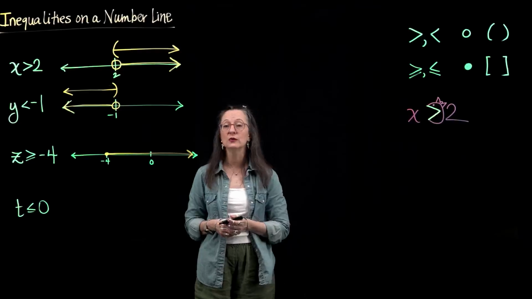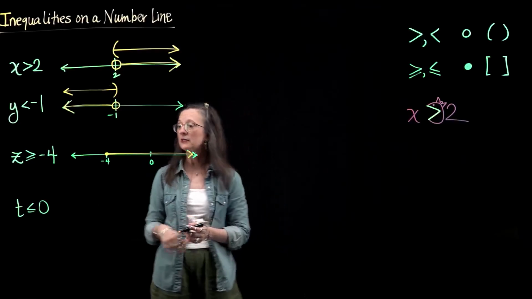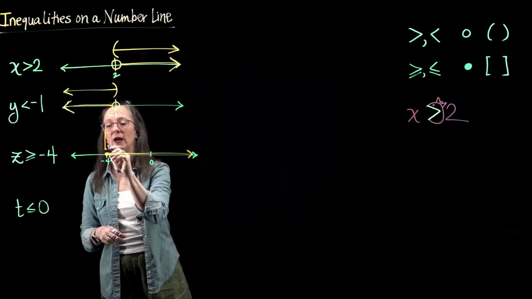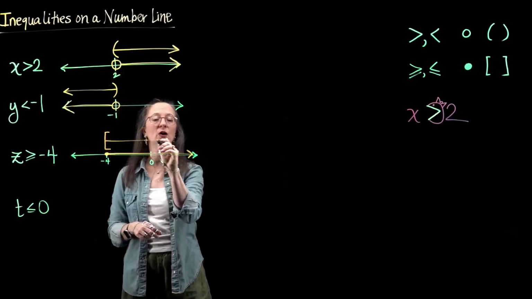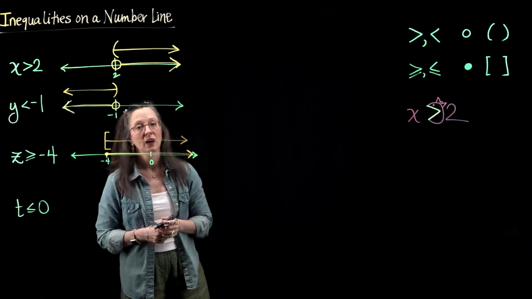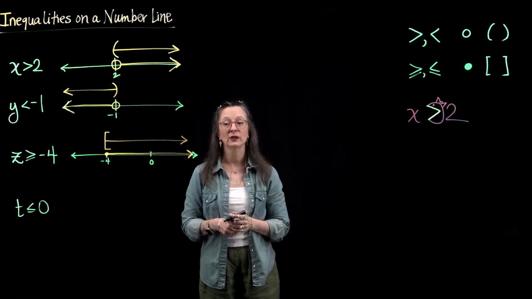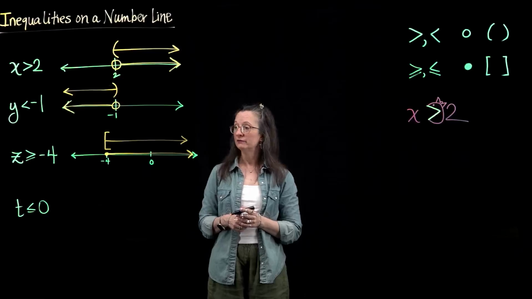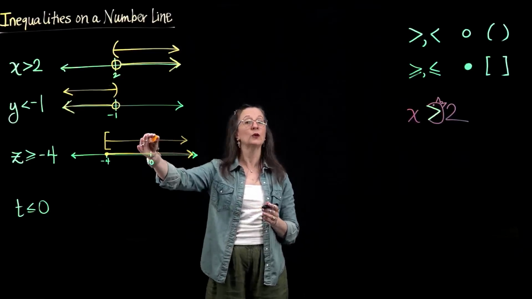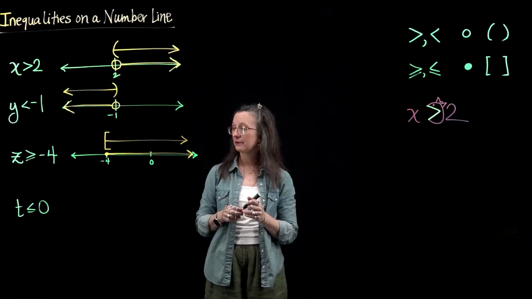If we were to use the brackets or parentheses, we would have a square bracket at -4 opening to the right with a horizontal line going to the right and an arrow. Both of these are equivalent ways to represent this.